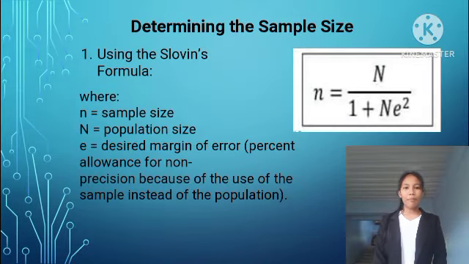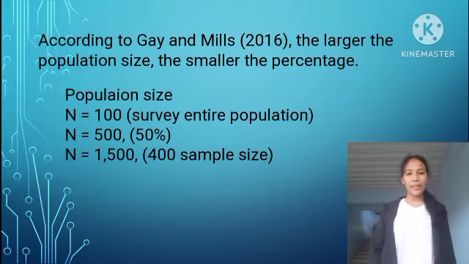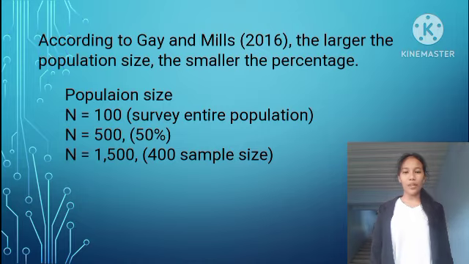In determining the sample size, we use Slovin's formula, wherein the sample size is equal to the population size over 1 plus the population size times the desired margin of error squared. According to Gay and Mills 2016, the larger the population size, the smaller the percentage. If the population size is 100, survey the entire population. And if the population size is 500, the survey is 50%. And if the population size is 1,500, 400 will be the sample size.